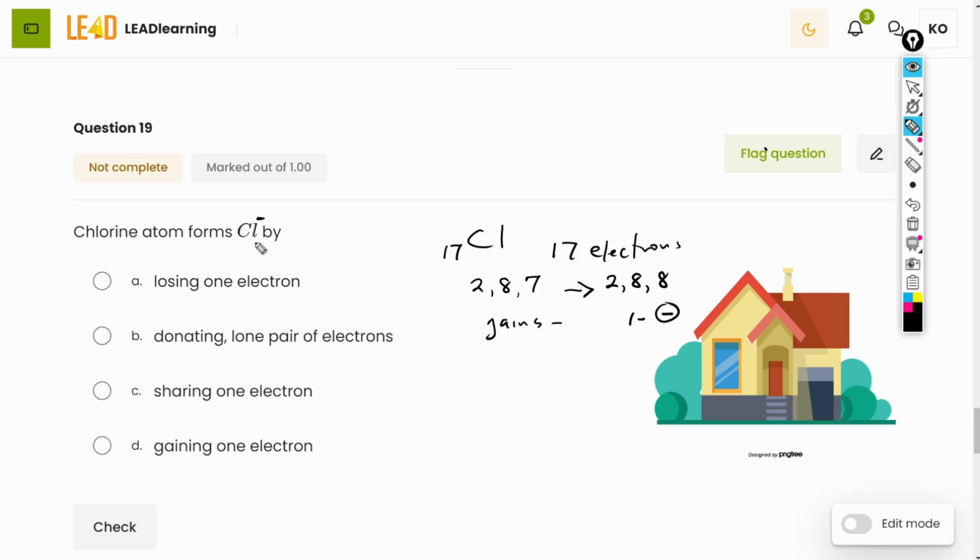So chlorine atom forms chloride by losing 1 electron, no. Donating lone pair of electrons, no. Pairing 1 electron, no. Gaining 1 electron, yes. So option D is our correct answer from the analogy we have here.